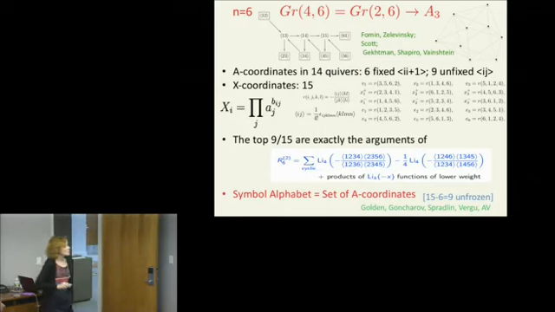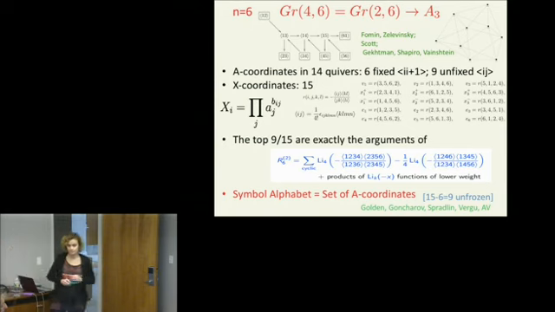It turns out that part of these are exactly the arguments of these PolyLog functions. So the main statement that I was trying to explain is that the symbol alphabet is a set of A coordinates, 15 of them. For various purposes, it's 15 minus the number of points, so it's actually 9. So the symbol alphabet for 6 points would be 9 of these brackets.